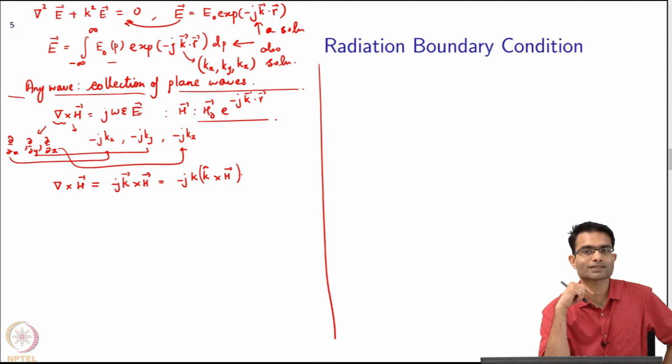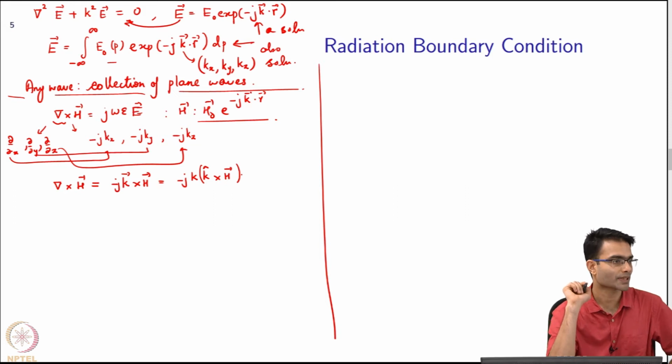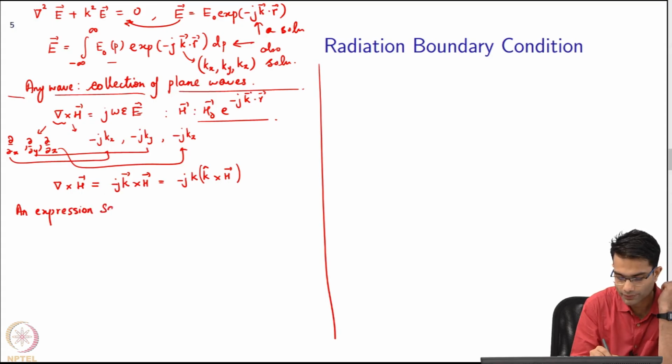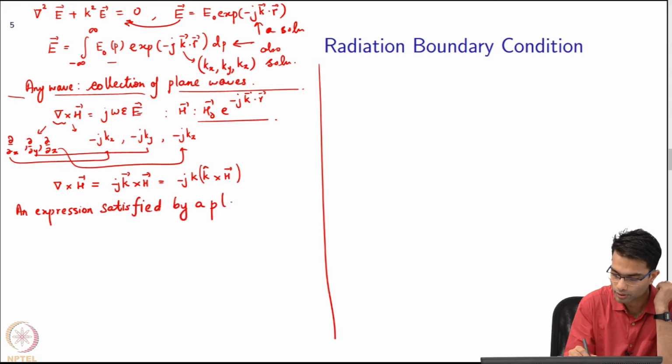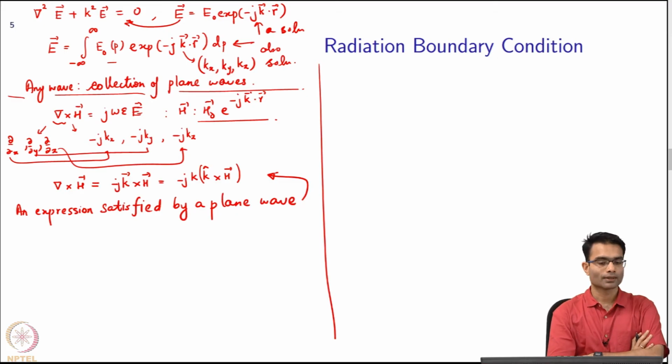So you can straight away see what we are going to do. This is the expression that a plane wave satisfies, right? So what is the left hand side? Curl of H. There is a derivative involved. What is the right hand side? Is it linear in H? It is linear in H. There are no spatial derivatives or anything, right? There are some other constants over there.